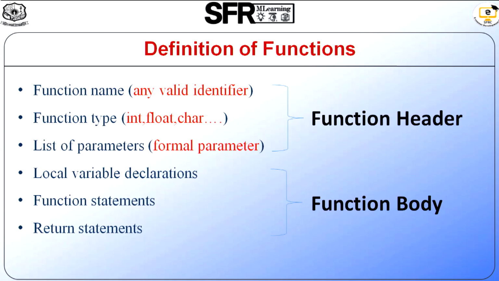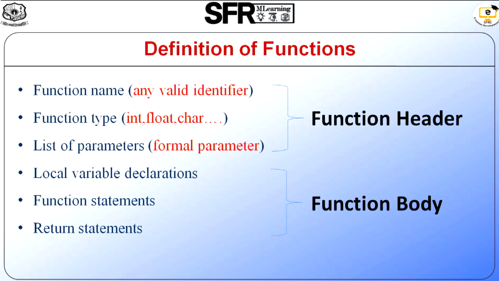Definition of functions. To create a function, we need six elements in a function's general format. The first one is function name, the second is function type, the third is list of parameters, the fourth is local variable declaration, the fifth is function statements, and the sixth is return statement. The first three elements in the syntax are known as the function header, and the last three are known as the function body.